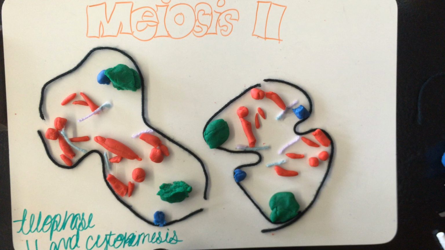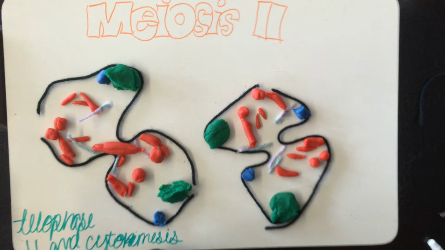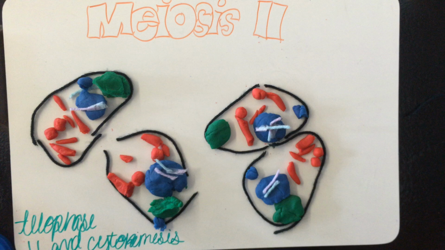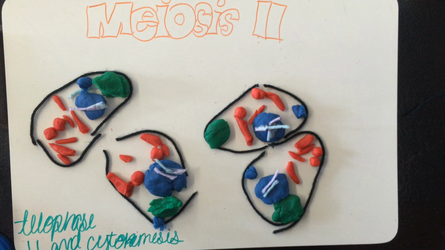Anaphase 2 begins and sister chromatids separate and move to opposite ends of the cell. Then telophase 2 and cytokinesis take over and 4 haploid cells are formed. In males, 4 haploid sperm cells are formed, and then in females, most of the cytoplasm goes into 1 cell that becomes the egg, and 1 egg and 3 polar bodies are formed.